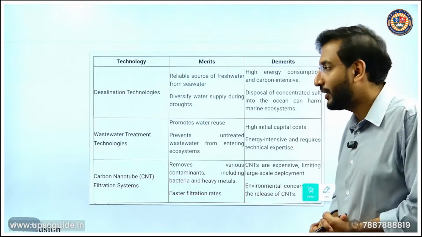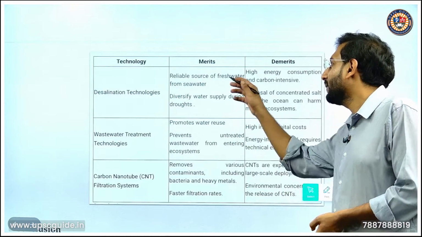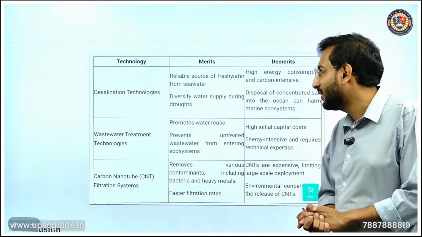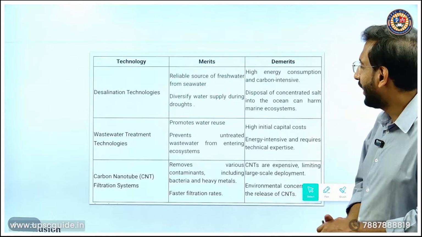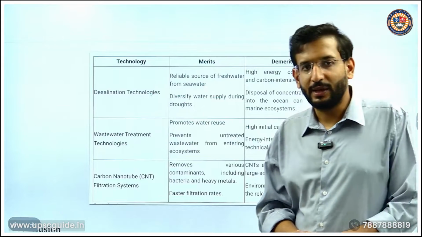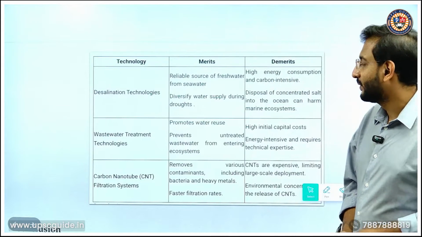Okay, and what are the merits? It can assure a reliable source of fresh water from the seawater, because seawater is in abundance. And second is the diverse water supply during the drought. Drought conditions can be tackled easily.